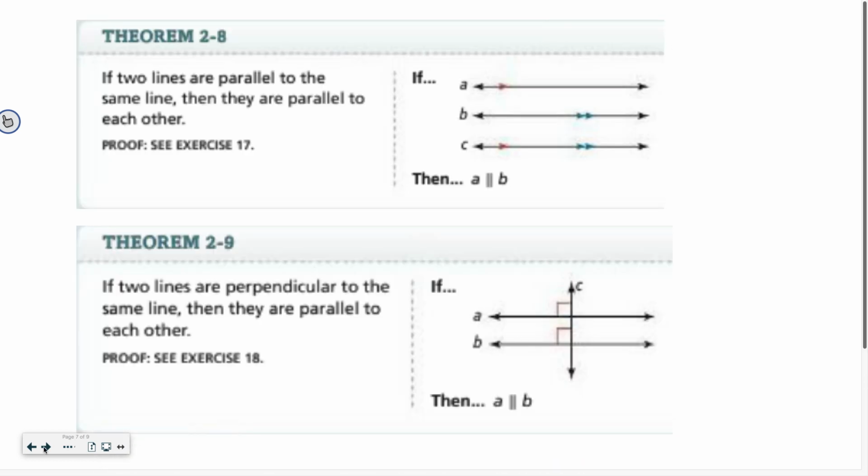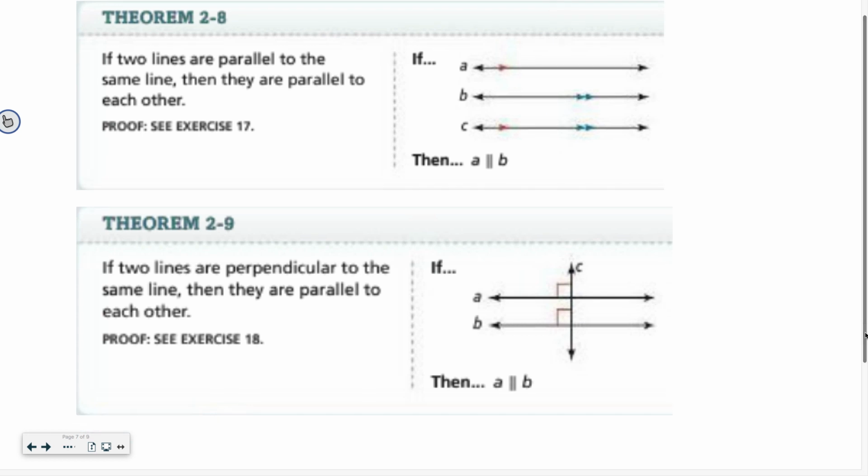Okay, we have two more theorems and one more example. So we have theorem 2.8, which is if two lines are parallel to the same line, then they are parallel to each other. That's kind of like the parallel version of the transitive property, right? If A is parallel to C and C is parallel to B, then A must also be parallel to B. Or you could do it in a different way, just with the way the arrows were drawn on the picture. That's why I did that order. But if you have one line is parallel to another, and that second line is parallel to yet another, the first and the third also have to be parallel to each other.